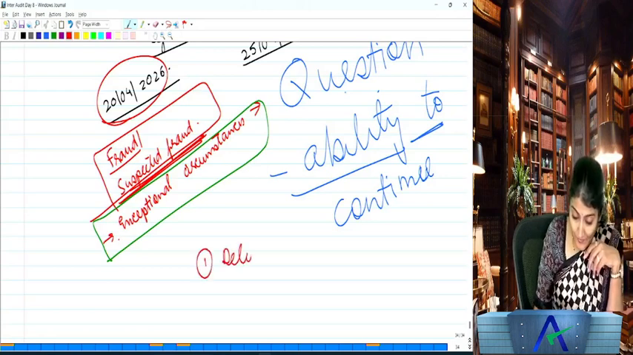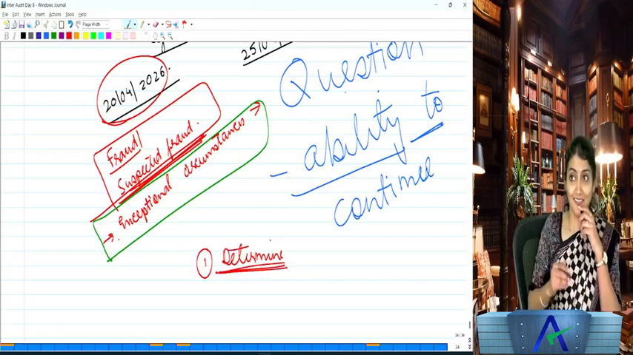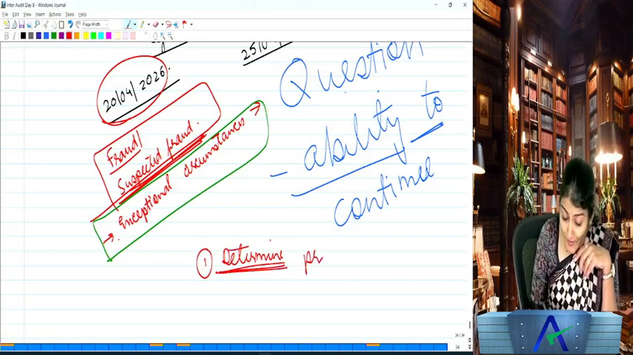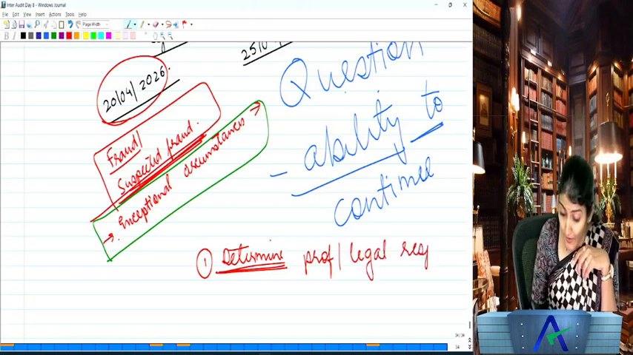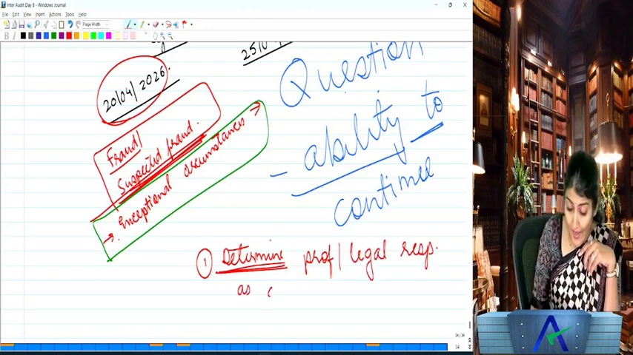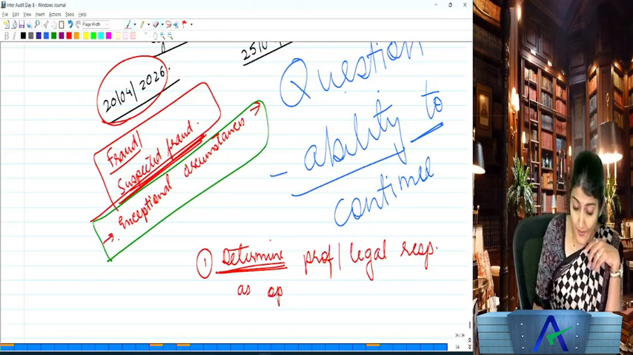Determine. Now, duty comes first. Determine what? The professional, legal responsibilities as appropriate in the circumstances of the engagement.